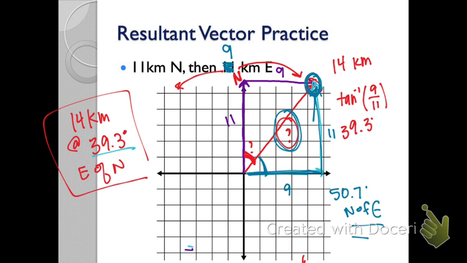You cannot mix and match, though. I could not say 39 north of east, right? Because that would be like there. It would not be the same final destination. So when we find those angles, we've got to be super, super specific about it.